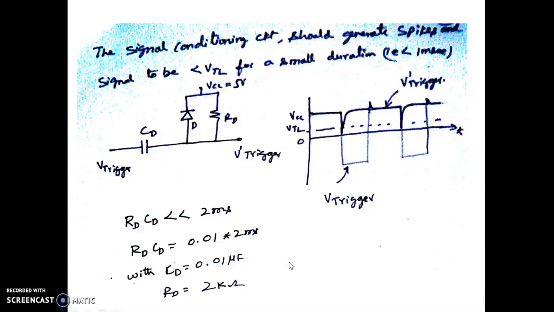So we need to generate spikes. The signal conditioning circuit should generate spikes, and the signal should be less than VTL for a small duration of time, that is, less than 1 millisecond. So this is the signal conditioning network. This RD and CD are going to generate the spikes, and this diode will make sure that this positive spike is limited to only V gamma, and this VCC will ensure that it is clamped to 5 volts. So you can see now this is a valid trigger signal. From this type of square wave, you are able to reduce it to a spike type of trigger signal.